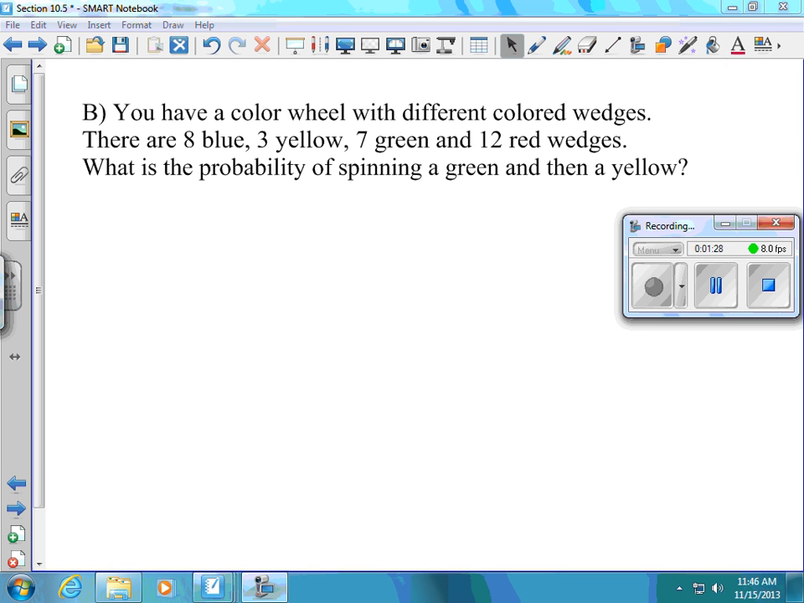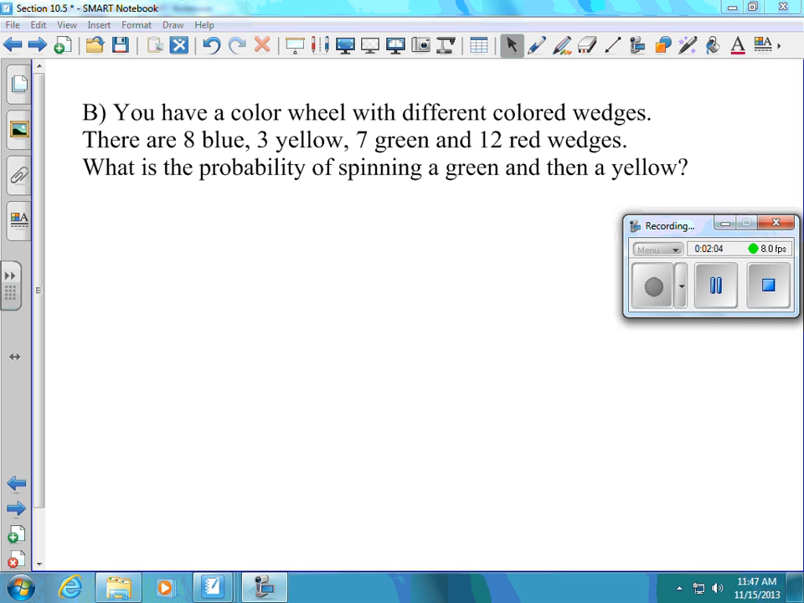Okay, here's an example of one that maybe has a little more real-world meaning or applications than just raw numbers. You have a color wheel with different colored wedges. There are 8 blue, 3 yellow, 7 green, and 12 red wedges. What is the probability of spinning a green, then a yellow? As we get going and we discover dependent probabilities, we're going to have to ask ourselves this question, so let's practice now. Does spinning the first spin influence the second spin? And the answer is no. Whatever you spin the first time does not influence the second time you spin.